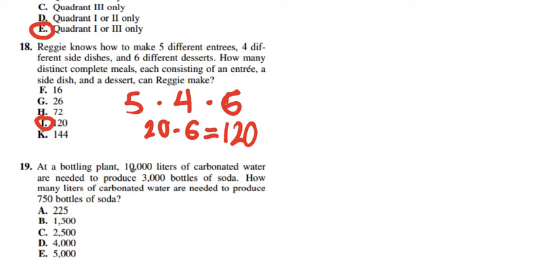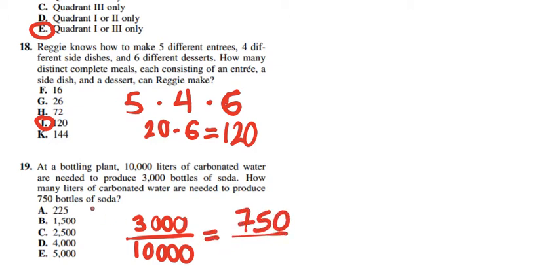At a bottling plant, 10,000 liters of carbonated water are needed to produce 3,000 bottles of soda. How many liters of carbonated water are needed to produce 750 bottles of soda? So we know that for 3,000 bottles of soda, this took 10,000 liters of carbonated water. And they want to know for 750 bottles of soda, how many liters of carbonated water did they need?